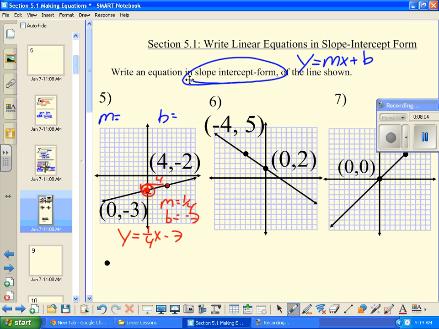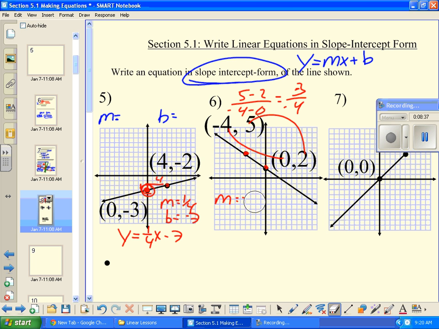For number 6, this one I'll do the subtracting of the coordinates, just to show that, again, you can find the slope either way, it does not matter. So one way to find the slope of a line, if you know 2 points on it, is just by subtracting the y-coordinates, and then subtracting the x-coordinates, and putting that in a fraction. 5 minus 2 over -4 minus 0. 5 minus 2 is 3. -4 minus 0 just gives me -4.